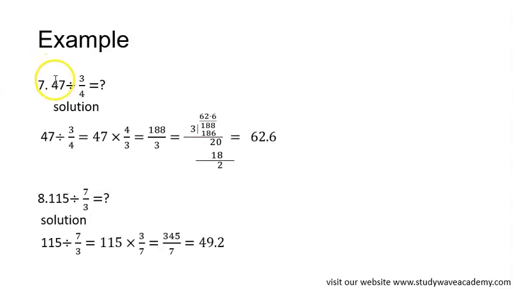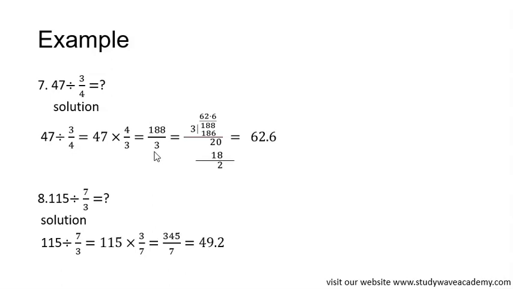We have here 47 divided by 3 over 4. We have to look for the answer. The same process, okay? The denominator goes up and the numerator comes down. The division sign changes to multiplication. So we have 47 times 4 over 3. 3 cannot divide 47. So we are just going to say 47 times 4. 47 times 4 is going to give you 188 over 3.